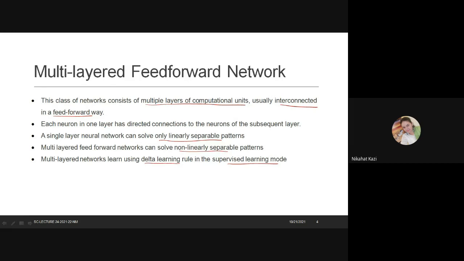Okay? But let us see how this delta learning rule is applied to a multi-layered feed-forward network in order to update the weight. Because see, the primary goal of training is to adjust the weight so that the patterns are correctly classified. So the ultimate aim is you need to update the weights.